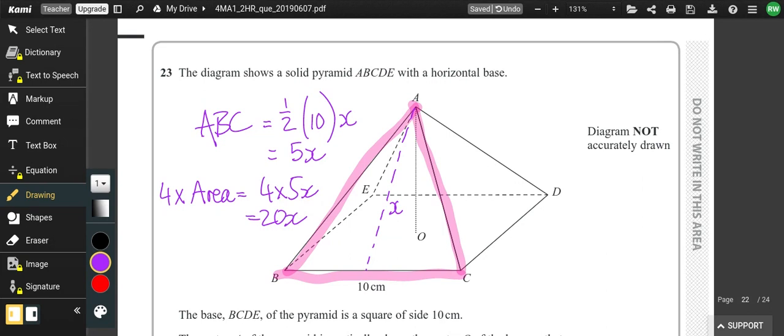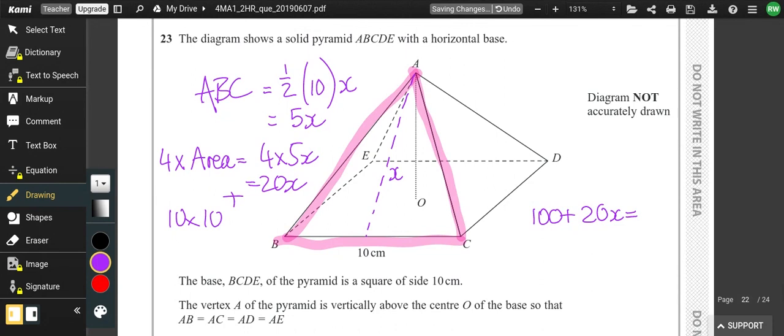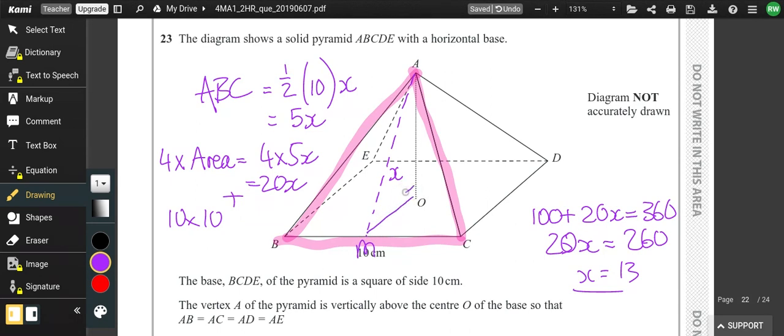And then the area of the base is 10 times 10. So we're going to add those two together. So we get 100 plus 20x is the total surface area, which is 360, as it gave us in the question. So rearrange that, 20x equals 260. So x equals 260 over 20, that's 13. So we have a triangle here. Let's call that M, and M to O. Hopefully you can see that triangle there, AOM.